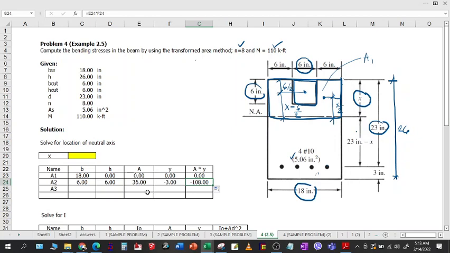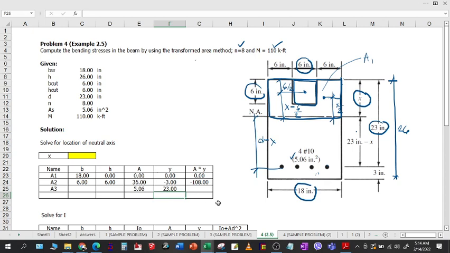And lastly, we have area 3. We don't have the dimensions, but we are just given the area. So let's simply encode 5.06. Or you can also refer to this cell equals this cell. And Y is here, the distance from the centroid of the steel to the neutral axis. And since we are given here D from the top to the centroid of the steel, and then this is X, so therefore this is just D minus X, or 23 minus X. So we refer to this 23 minus X, that cell.